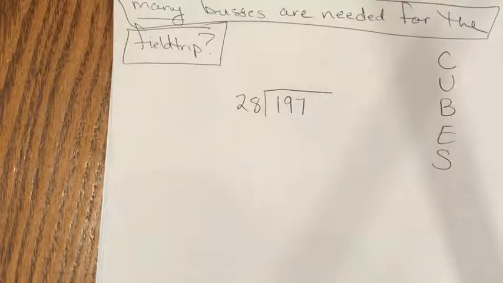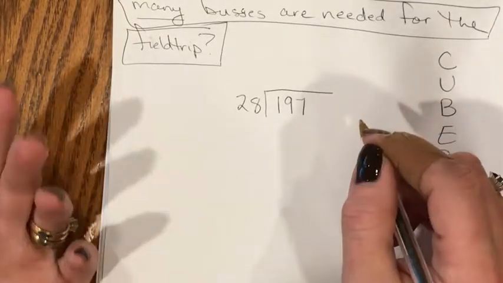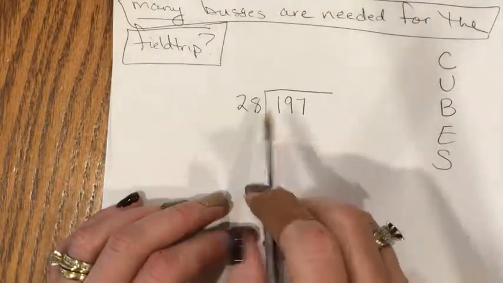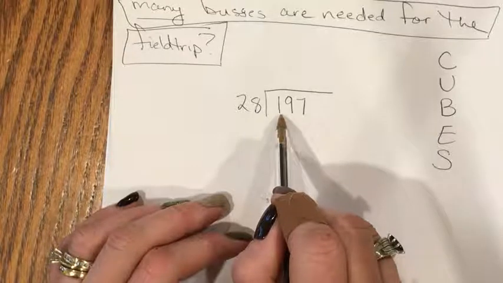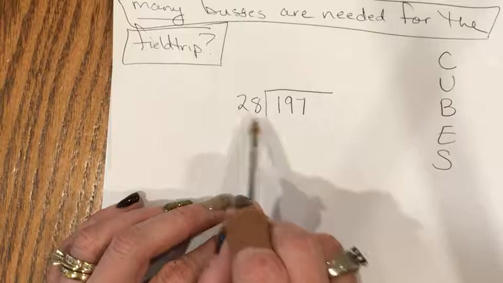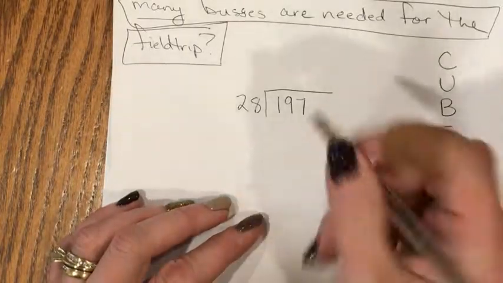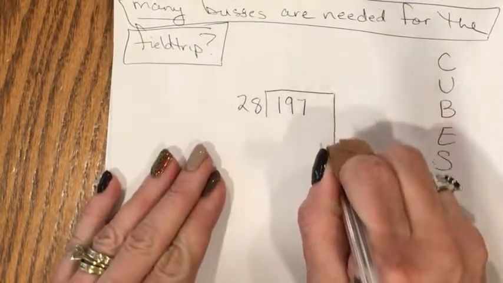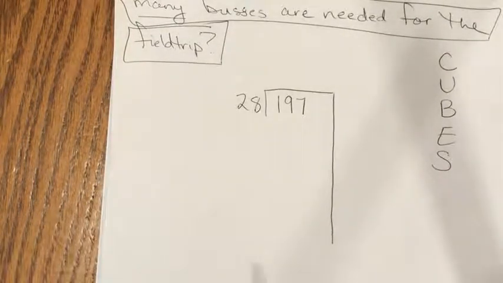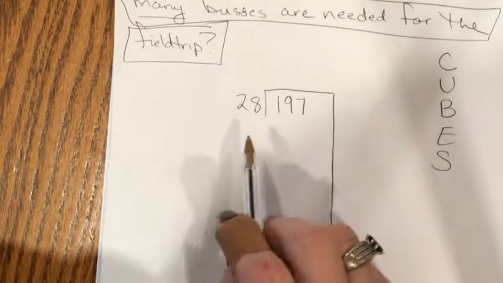Now we could solve this in a couple of different ways. Because we are working on getting used to using partial products as an option, we're going to go ahead and use that again. If you weren't using partial products, you could use our normal way of solving an equation. 28 doesn't go into 1, 28 does not go into 19, so then you would figure out how many times does 28 go into 197. Okay, but we're going to go ahead and play around with these partial products, or not partial products, partial quotients, because we are working with division.